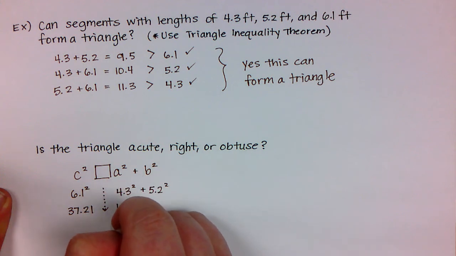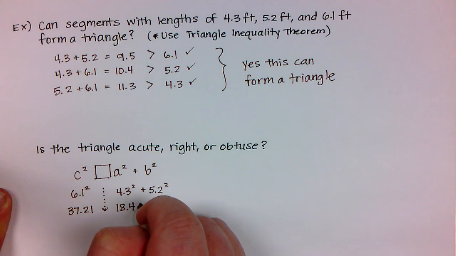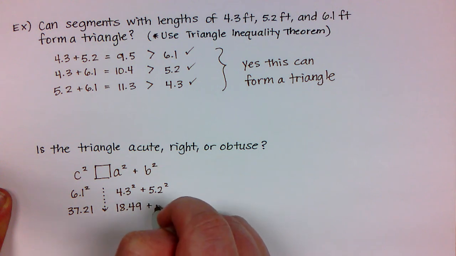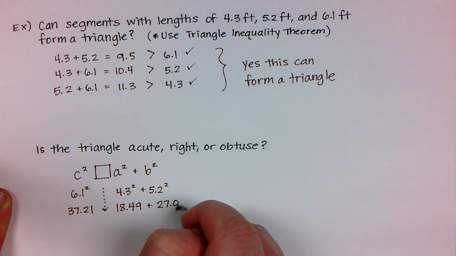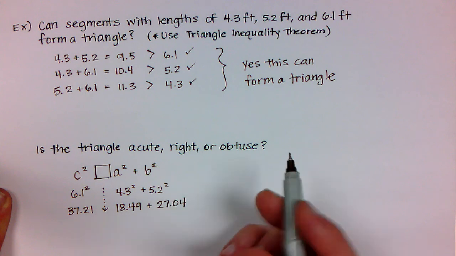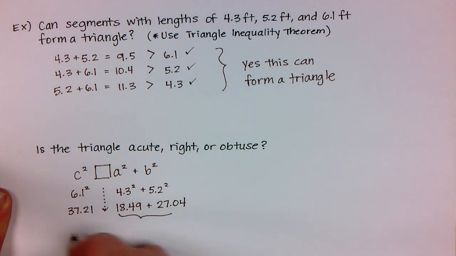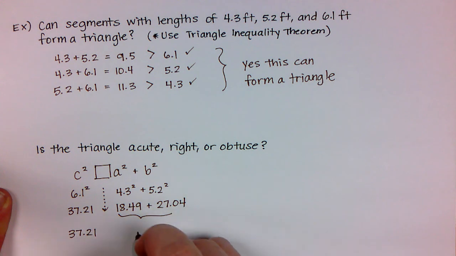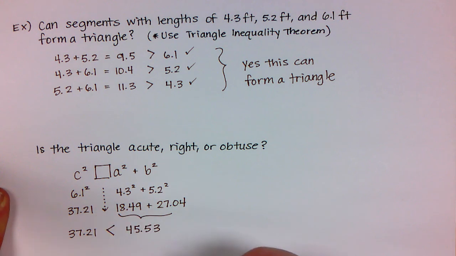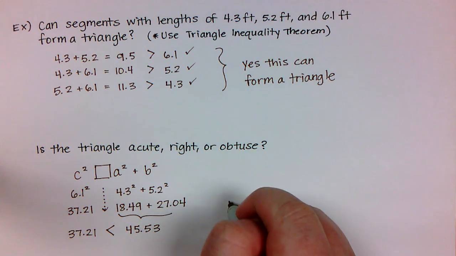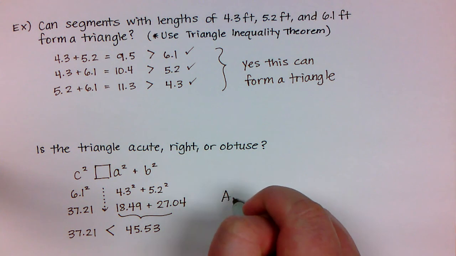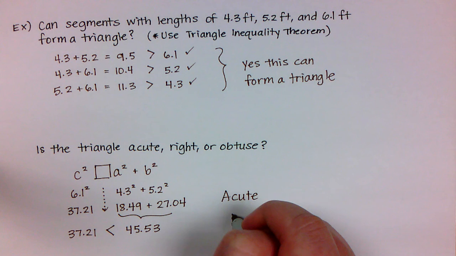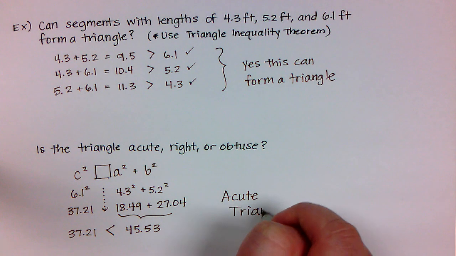4.3 squared is 18.49. And 5.2 squared is 27.04. Okay, I'm going to add these together. And 37.21 is going to remain on the left side. And when I add them together, I get 45.53. So now I can fill it in. That's definitely less than, which is telling me that this is going to be an acute triangle. And I'm done.